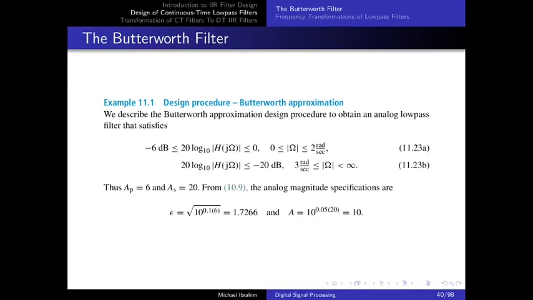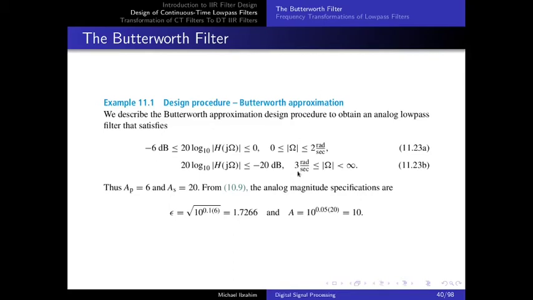We are asked to design a Butterworth analog filter with the following specification. 20 log magnitude of the frequency response should be between 0 and minus 6 dB from 0 up to 2 radians per second. Since this is a low-pass filter, we can see that this 2 radians per second is actually omega p, the edge of the pass band. And this minus 6 dB is minus AP, so the ripples allowed in the pass band, AP, is 6 decibels.